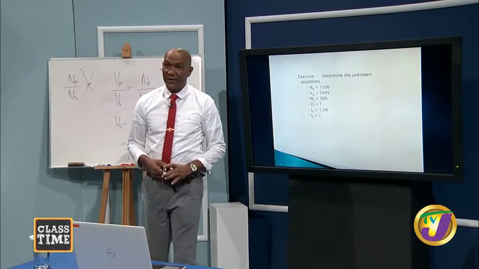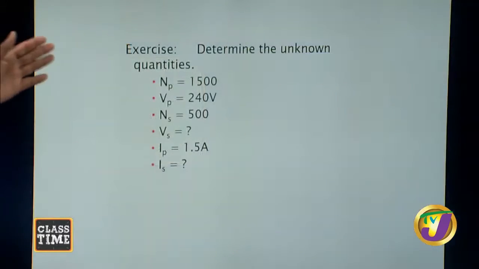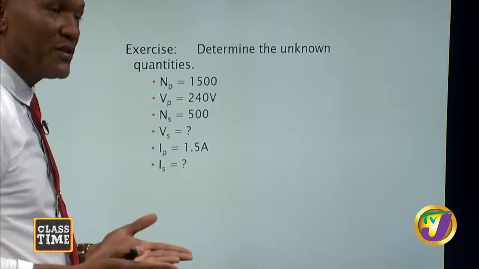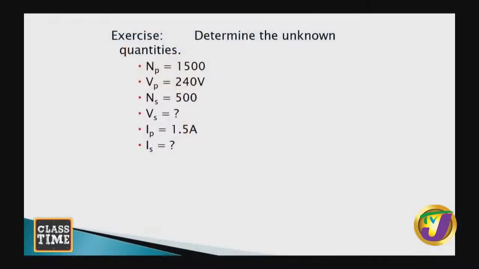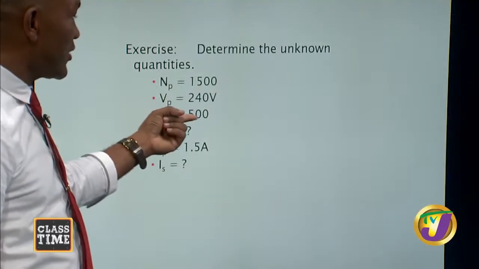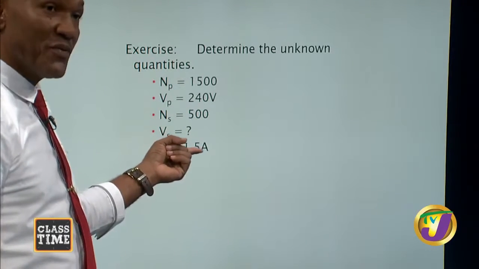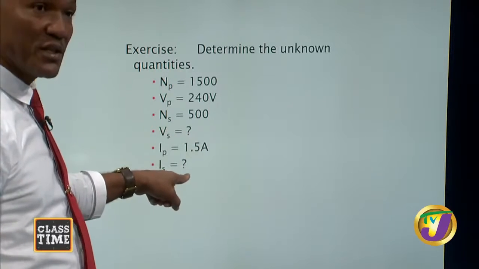And you have an exercise right here. The exercise: determine the unknown. From this set out, you could write a statement, or from a statement, you could actually put it in data form. This could be written in words to say: a transformer with 1500 turns in the primary is connected to 240 volts with a secondary turns of 500. The current flowing through the primary coil is 1.5 amp. Determine your secondary volts and also your secondary current.